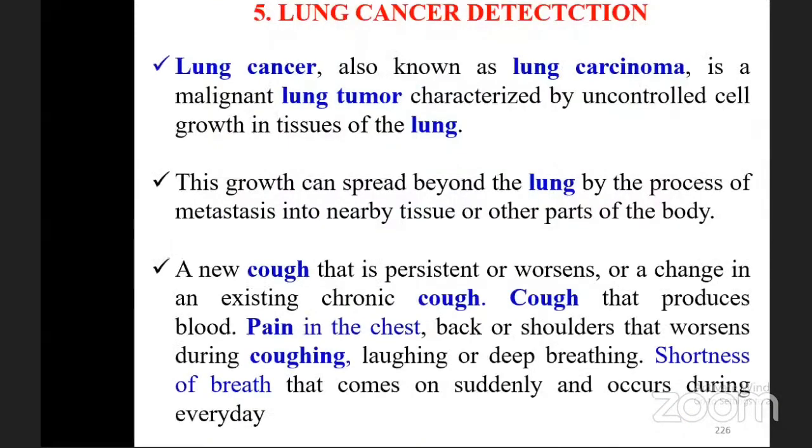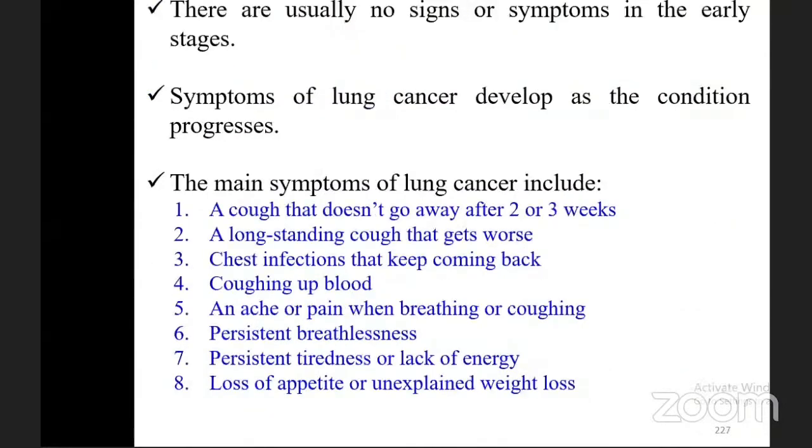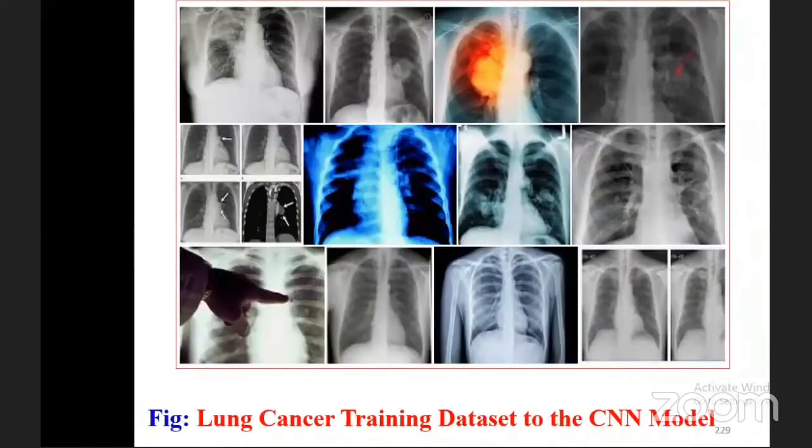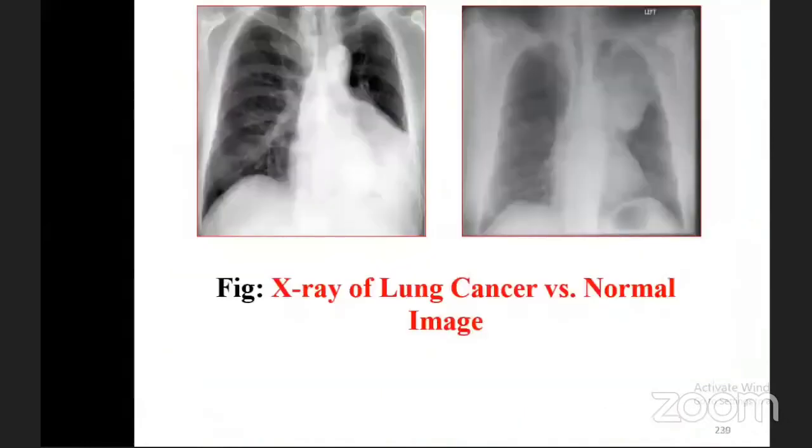Then lung cancer, I have collected again 960 X-ray chest images. These are the symptoms, and these are the X-ray images I have collected, and I have applied CNN model and training data set, and finally I got the output, X-ray of lung cancer and normal image.